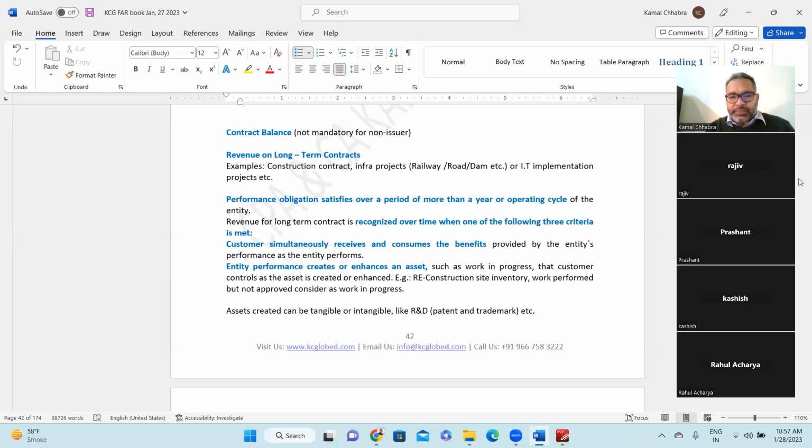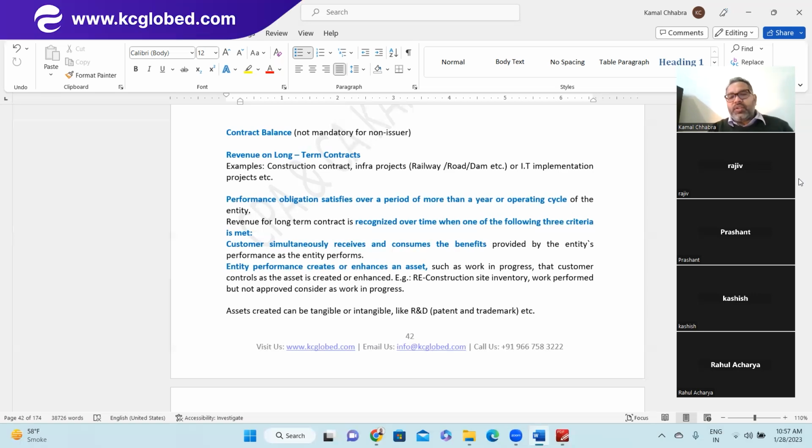Revenue for long-term contract is recognized over the time when one of the following three criteria are met. So when do you recognize the revenue for a long-term contract over the period of time? When one of these three criteria are met. First one is customer simultaneously receive and consume the benefit provided by the entity's performance as the entity perform. If you remember, this is 100% same what we have discussed in the revenue recognition step 5, right? If you remember over the period of time, right hand side box, if you remember. So these are the similar three conditions were there.